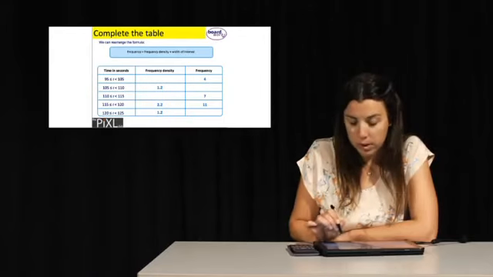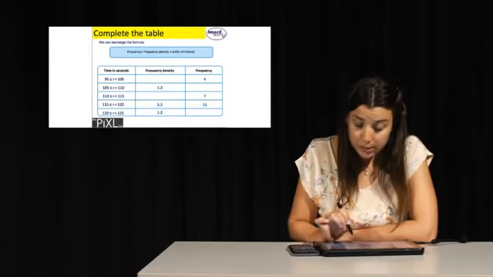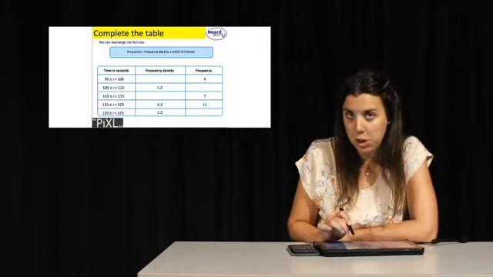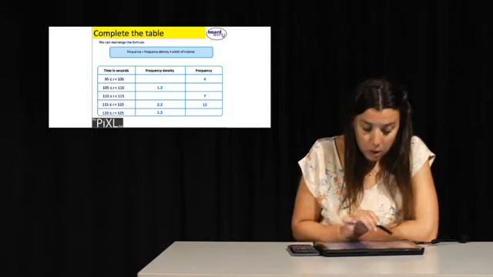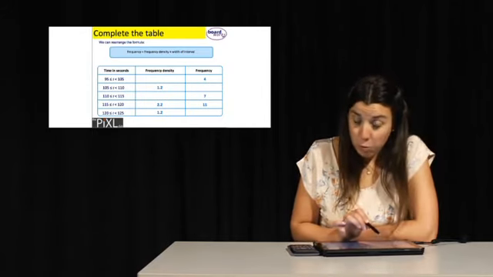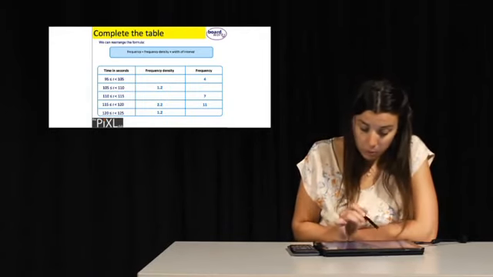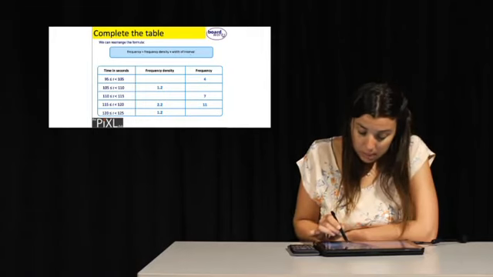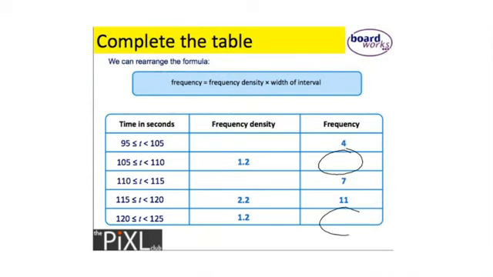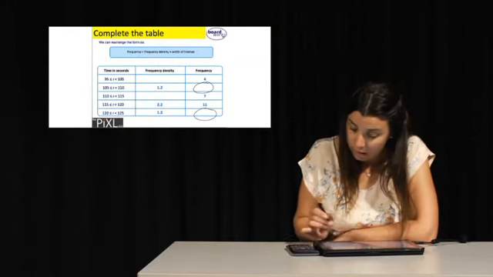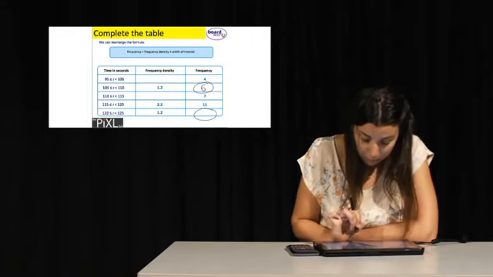We're now going to look at a table that's completed in a different way. You will notice that there are missing spaces in both the frequency density and the frequency column. So you're going to have to use the formula in different ways. We can rearrange the formula to give us frequency equals frequency density multiplied by class width, or width of interval. So if we want to find our frequency, which is missing in this column, here and here, we're going to multiply our frequency density, in this case 1.2, by our class width, which is 5. So 1.2 multiplied by 5 is going to give us 6 here.